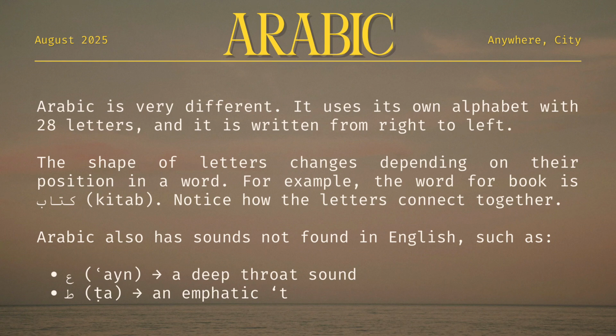Next, we have the language Arabic, which is one of the oldest languages in the world. Arabic is very different. It uses its own alphabet with 28 letters, and it is written from right to left. The shape of letters changes depending on their position in the word. For example, the word for book is kitab. Notice how the letters connect together. It's beautiful, isn't it? Arabic also has sounds not found in English, such as the letter ain, which has a deep throat sound, or ta, an emphatic T. It's not like the T that we know.